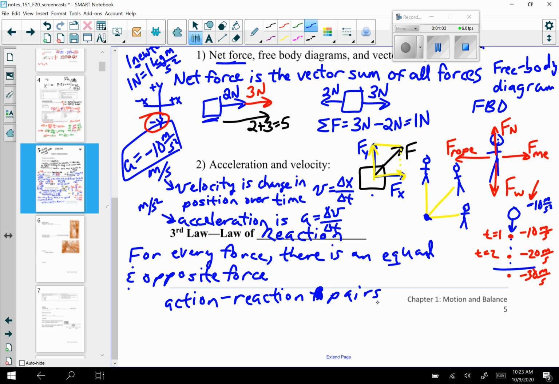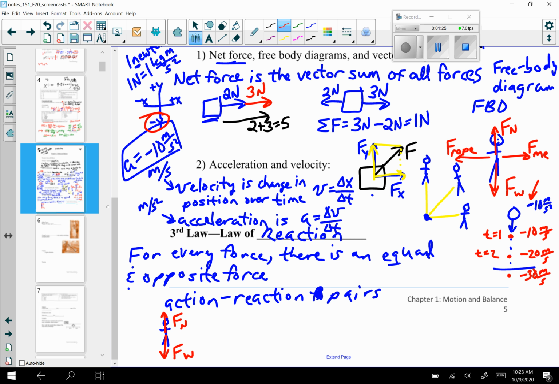A great example is if I have an object that has some weight to it, which is any object with mass. If it has a weight to it, that force weight has a reaction force that is something that we call the normal force. And we'll get into this on the next page. But the normal force is the surface pushing back on that.